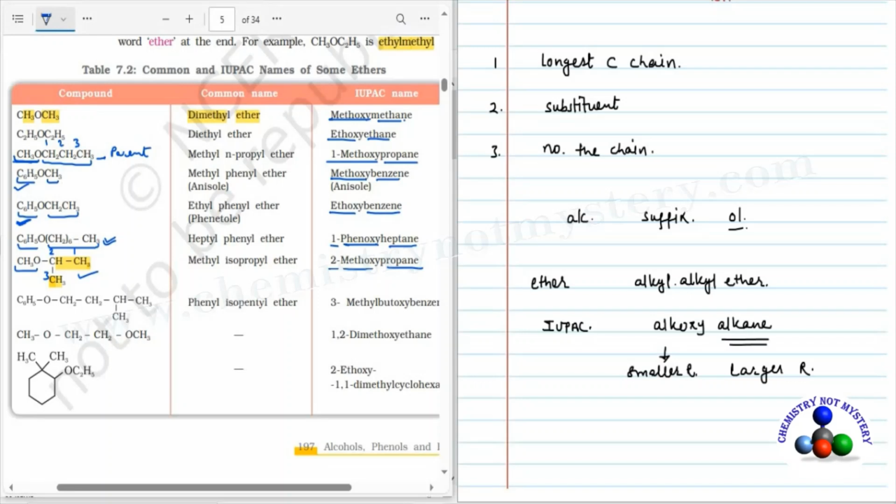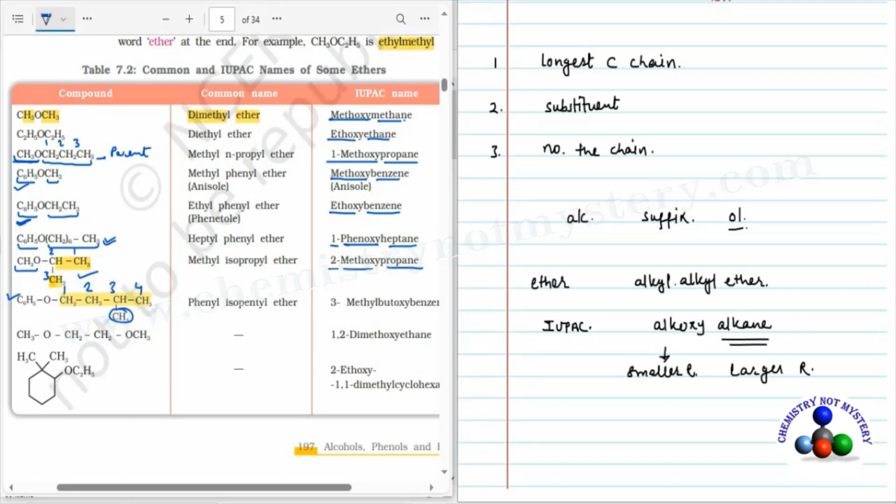Now come to the next example. Here C6H5 is on one side of oxygen and on the other side a 1, 2, 3, 4 carbon long chain is there. So benzene will be the parent and this part will be the alkoxy part. For this alkoxy part, you have to name it as a separate molecule. First of all, select the longest carbon chain. So here this is a 4 carbon long chain and this is the substituent. The carbon to which oxygen is bonded will be considered as the first carbon. So this is 1, 2, 3 and 4.